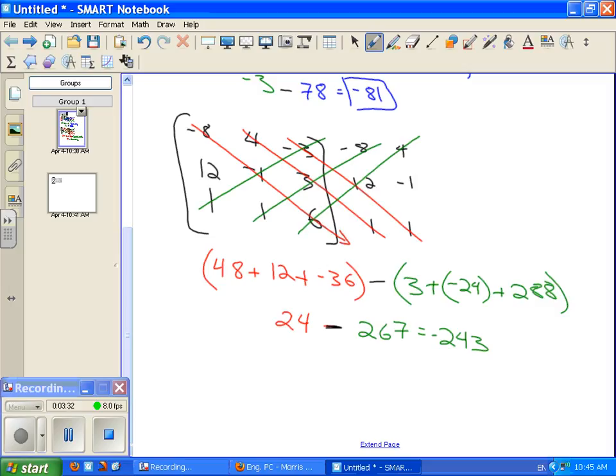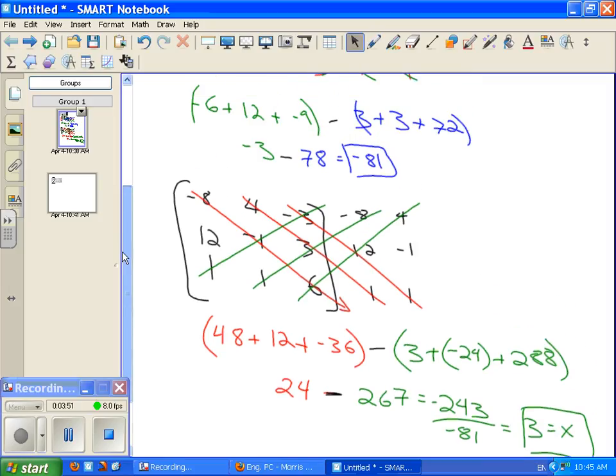So that's my determinant for this matrix, but what we do in order to solve for x is we take the original one and divide it. Does 81 go into 243 evenly? Believe it or not, it does. 3 times. That's my x. So there's one of them. All right, now what variable do you want to solve for?